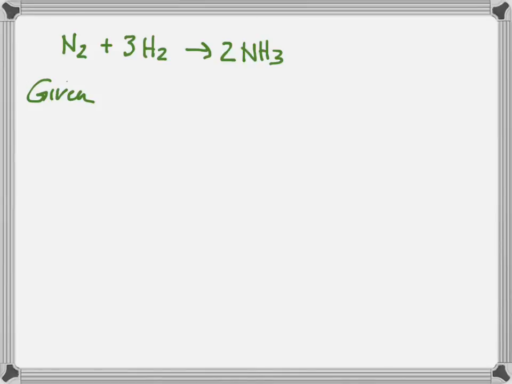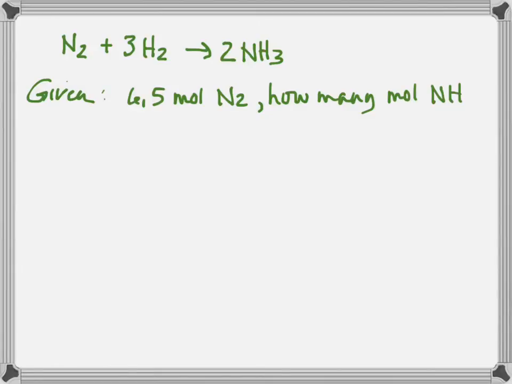So I'm not going to write out long sentences. Given 6.5 moles of nitrogen, how many moles of ammonia? The equation tells us 1 mole of nitrogen gives us 2 moles of ammonia, right? And so we can kind of think about this a little bit. Whatever number of nitrogen I have, I'm going to get twice as many of this. But let's write it out.